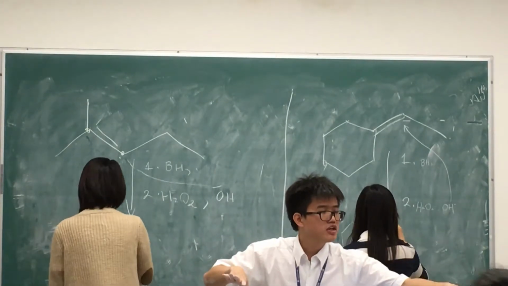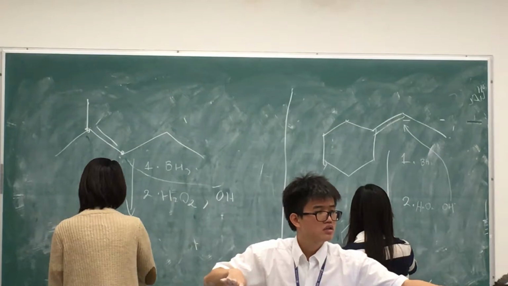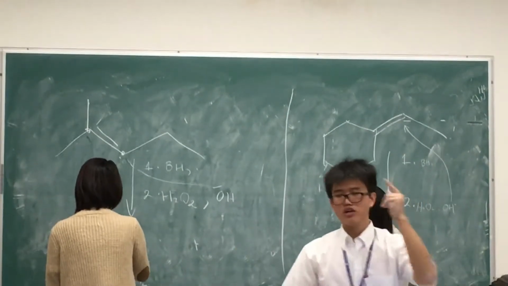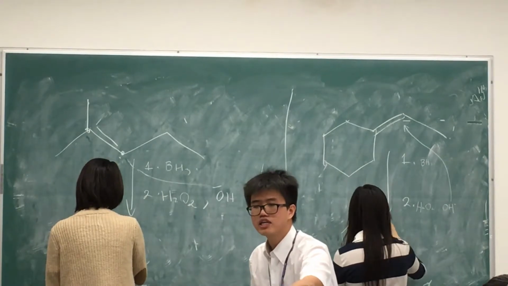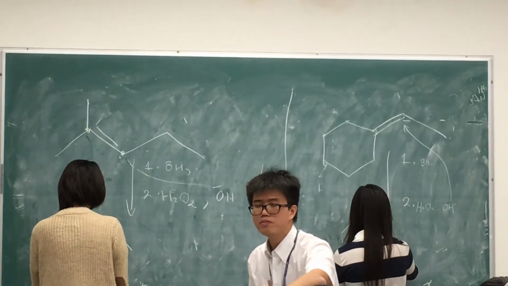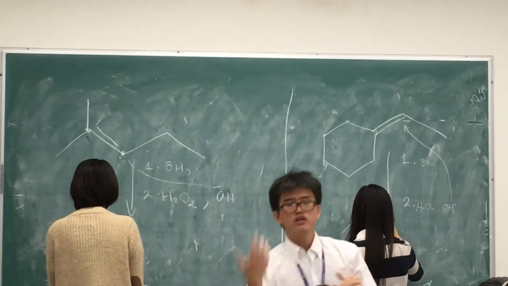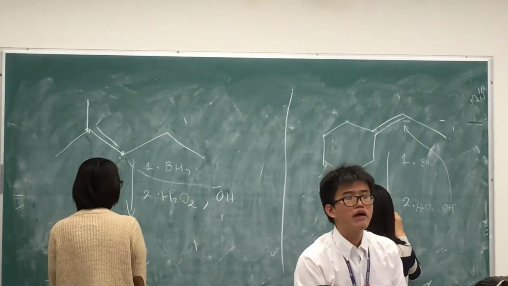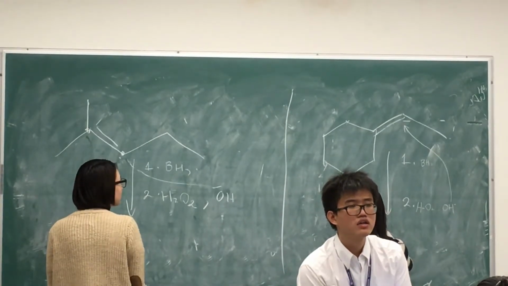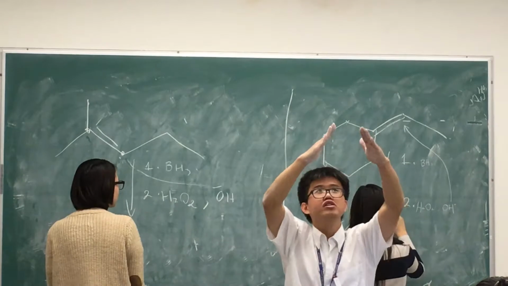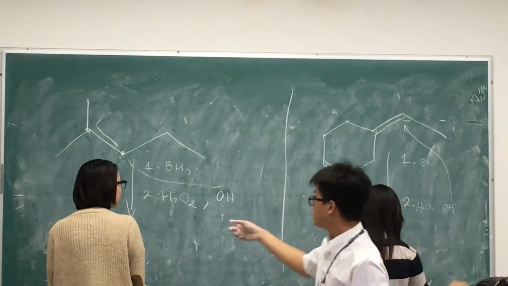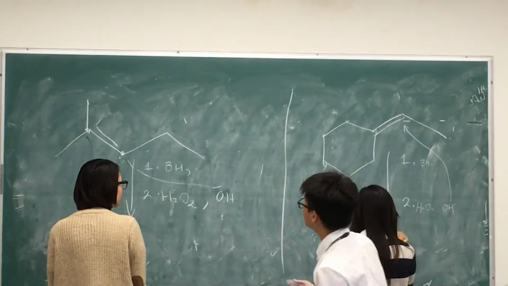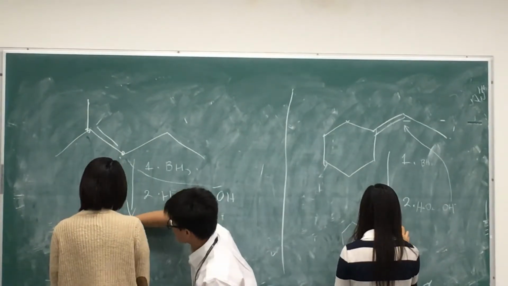With oxymercuration, this is anti-addition. With halogenation, when you add Br, halohydration, anti, right? Whenever you see the ring, always anti, go to the back. With this one, when you add an OH, right?